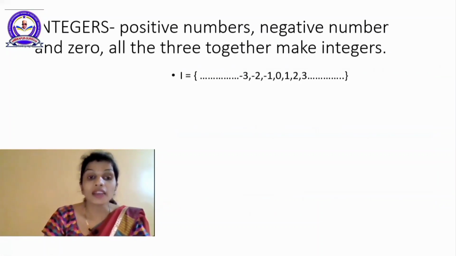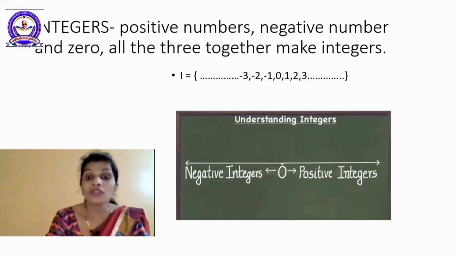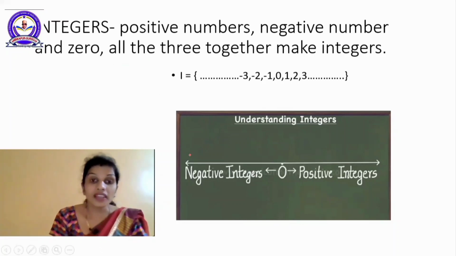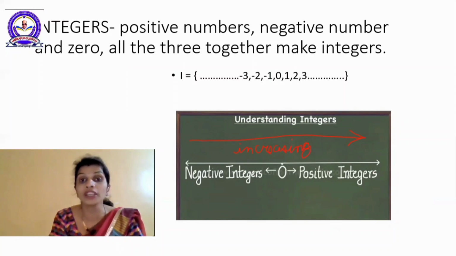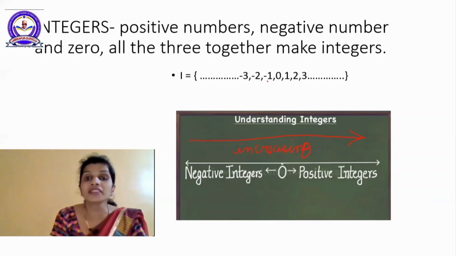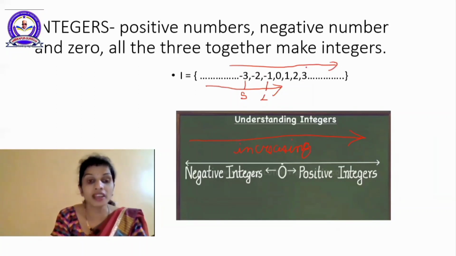Now, let us see the number line. In the number line, you will see that 0 is in the middle, the positive numbers are on the right side, and the negative numbers are on the left side. As we move from negative to positive, the numbers go on increasing. If we move from -3 to -1, which comes first? -3 comes first. It means that -3 is smaller and -1 is larger. Similarly, 1 comes first and 3 afterward, so 1 is smaller and 3 is larger.